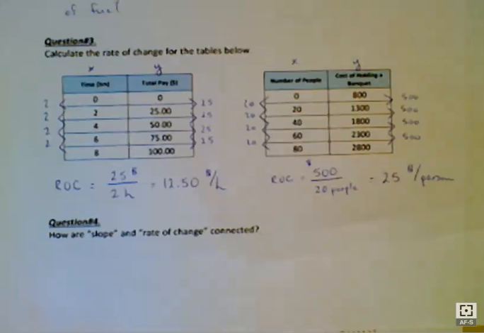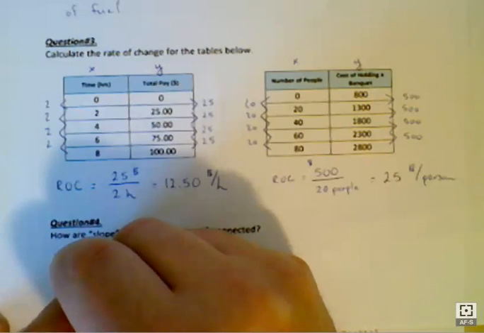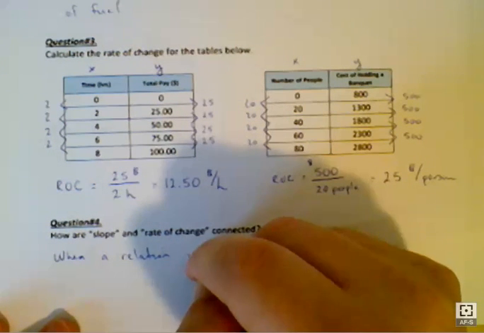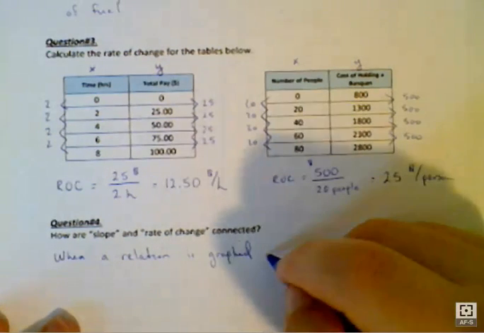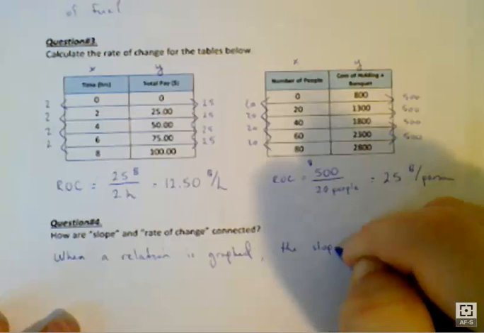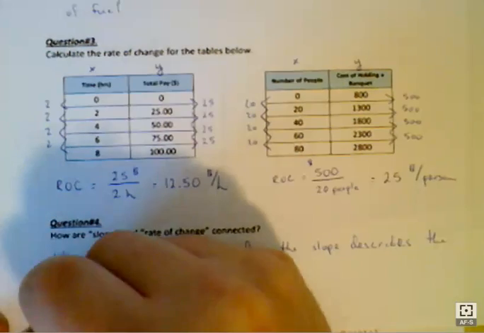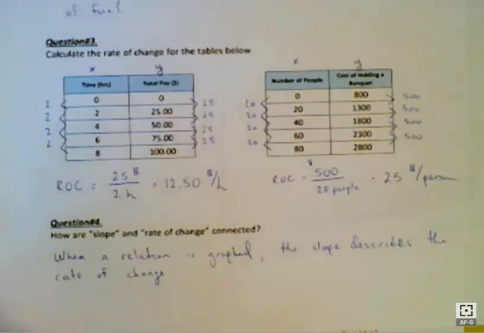So finally, how are slope and rate of change connected? Well, they are connected very intimately. When a relation is graphed, like we did earlier, and like we saw in our second question, the slope describes the rate of change. So slope describes rate of change.